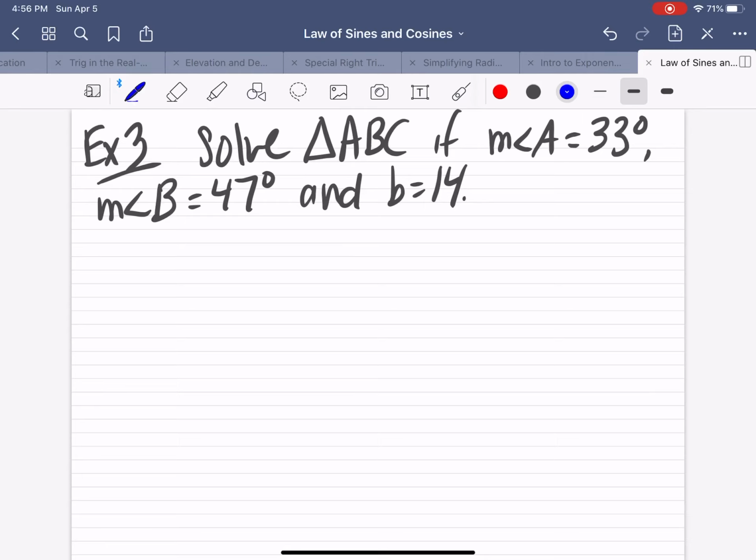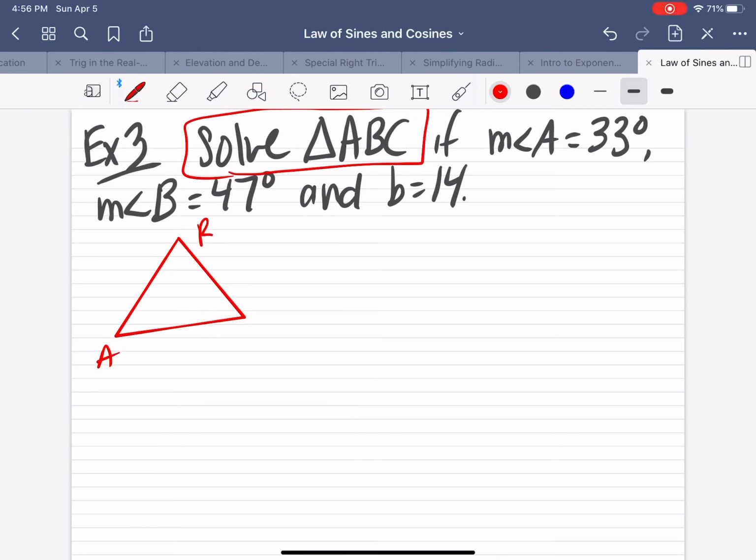So let's go ahead and solve for the triangle ABC, if the measure of angle A is 33, the measure of angle B is 47, and side b is 14. Remember, by solving the triangle ABC, I'm looking for all the angle measurements and all the side measurements. So let me start by drawing the triangle. Let's label the given.